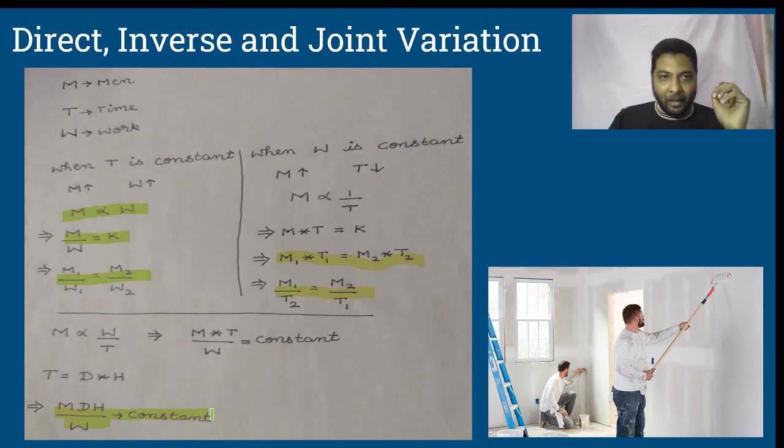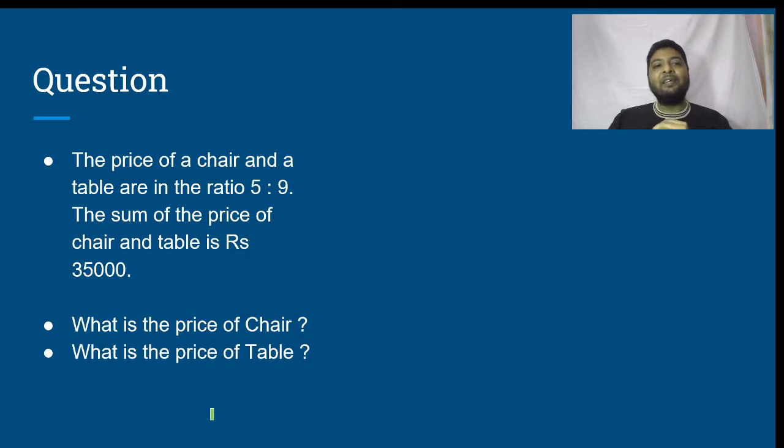Okay. Now, let us get started with questions. We'll solve some questions based on ratios and variations. I'll pause for a minute after giving the question so that you can work it out and then I shall explain. The question is, the price of a chair and a table are in the ratio 5:9. The sum of the price of chair and table is rupees 35,000.